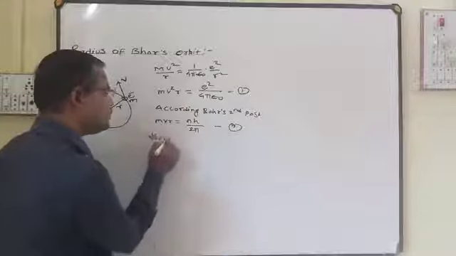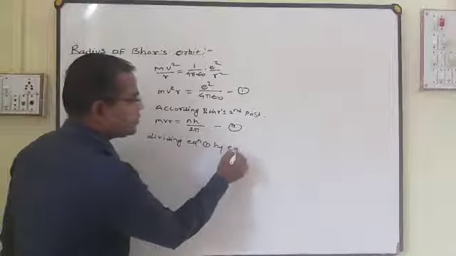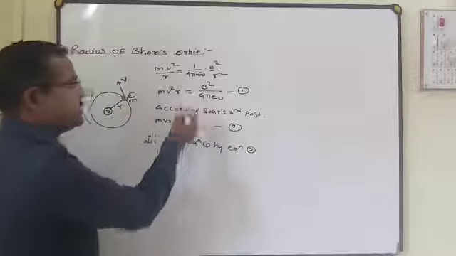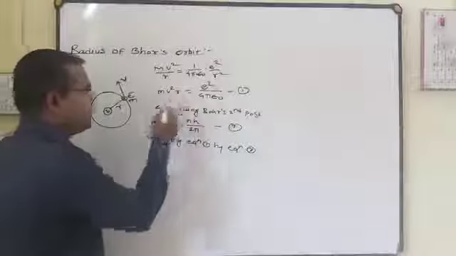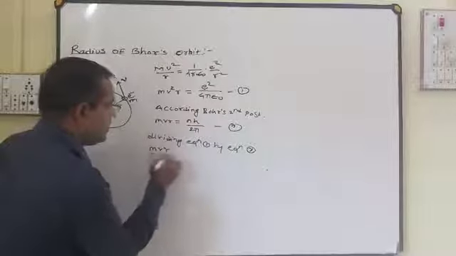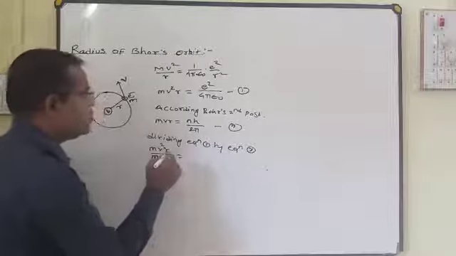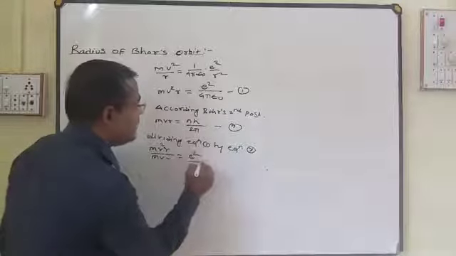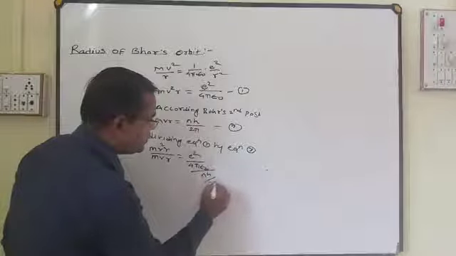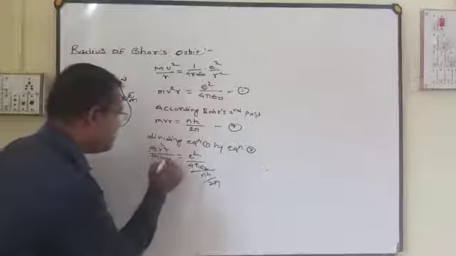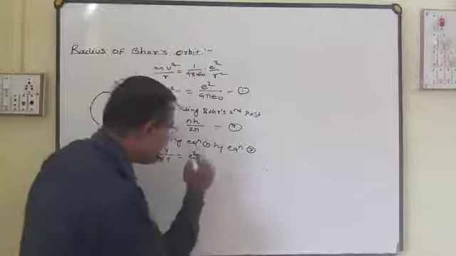Dividing equation 1 by equation 2, therefore it becomes m v square r divided by m v r is equal to e square divided by 4 pi epsilon naught divided by n h over 2 pi. So this r gets cancelled, one v gets cancelled. So what is remaining?